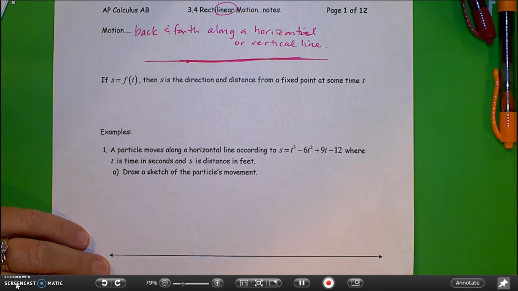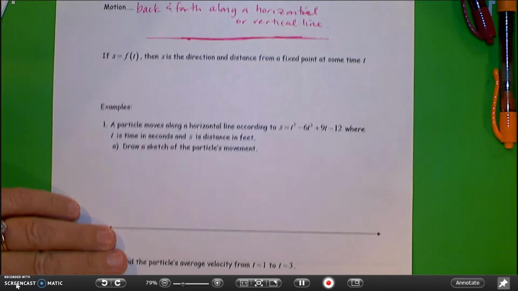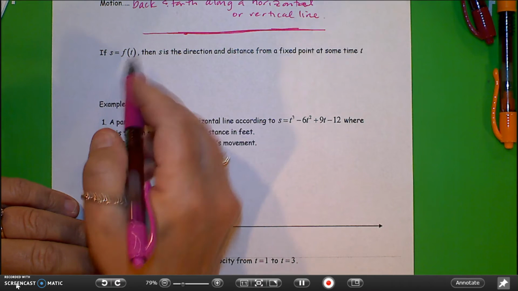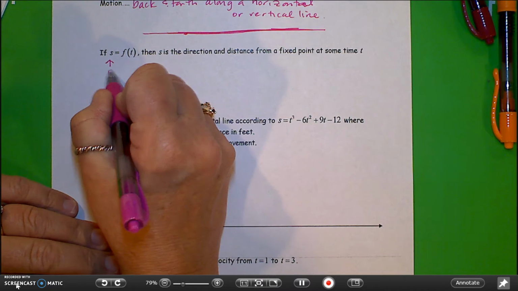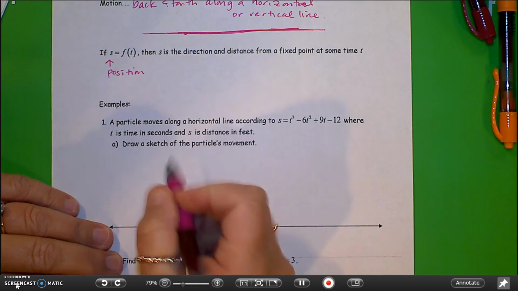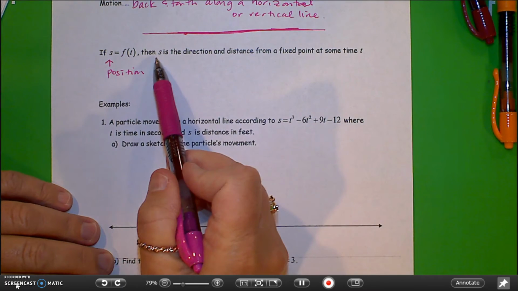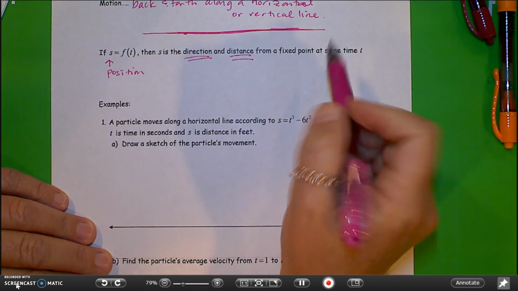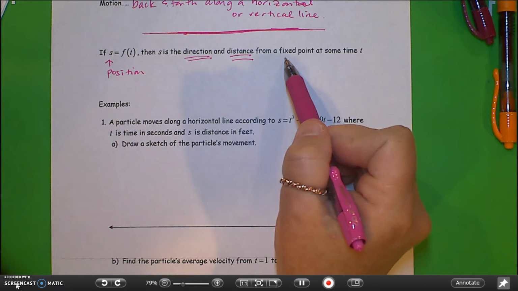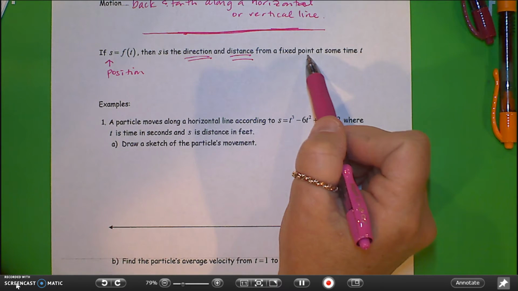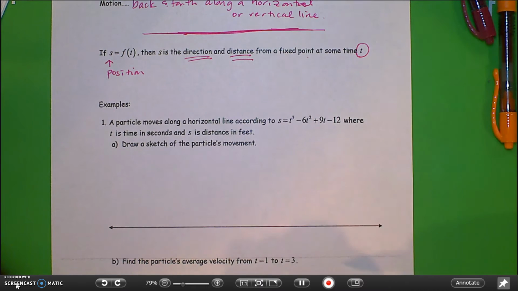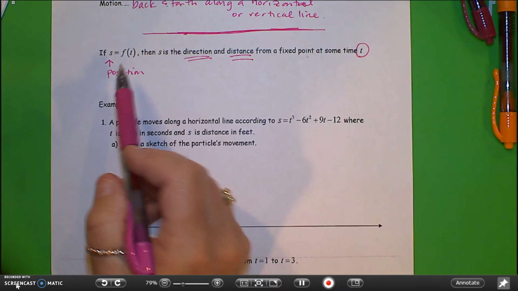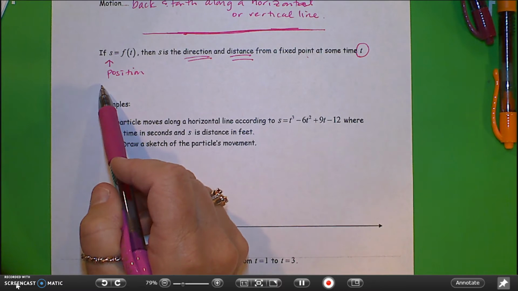The name of the function, or the symbol for the function that we're going to use, is S. This is the position function, and it is a function with respect to time. So S stands for position, and it is in relation to time. S is going to be the direction and distance that a particular point is from a fixed point, or a pre-identified point, at some point in time t. So it'll nearly always be the variable t here. So S of t would be the position at time t.